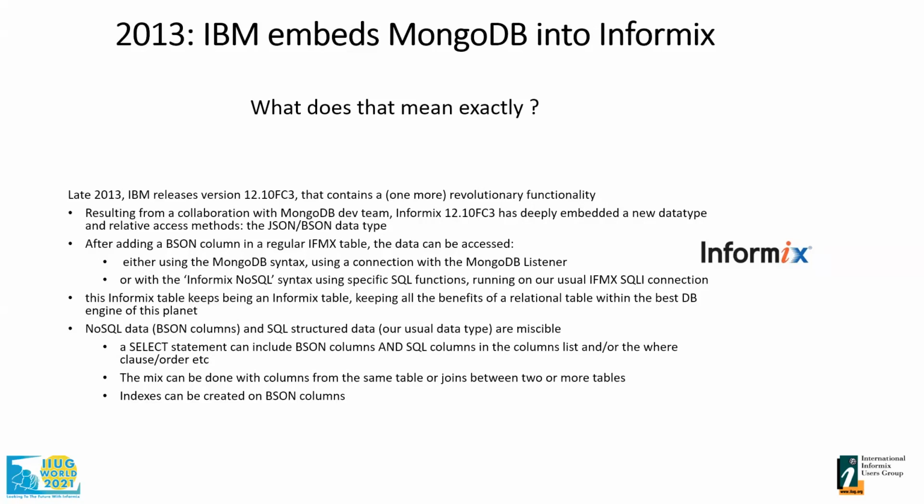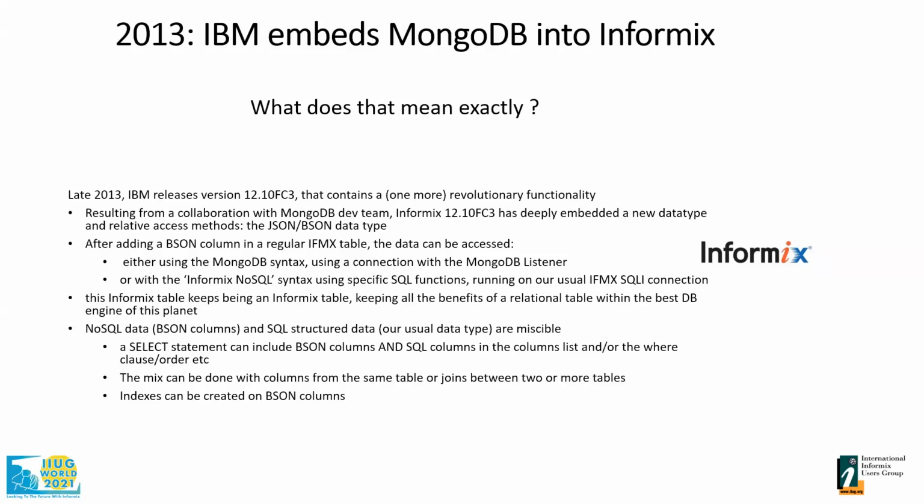Something really important to understand is that the Informix table keeps being an Informix table. I mean, that's not another table put apart, which is not really Informix, included into Informix. It is an Informix table. It can even be a column or a set of columns in an Informix table, which is handled pretty much the same way as it is in our usual database engine. So it keeps all the benefits of a relational table within, obviously, we'll all agree on that, on the best DB engine on this planet. Okay, you all know this.